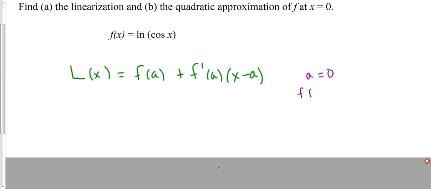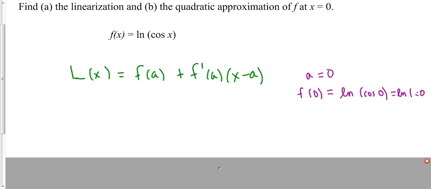So we're going to start by finding f of 0, and that's going to be the natural log of the cosine of 0. And the cosine of 0 is 1, so this is going to give us the natural log of 1, which is going to be equal to 0.